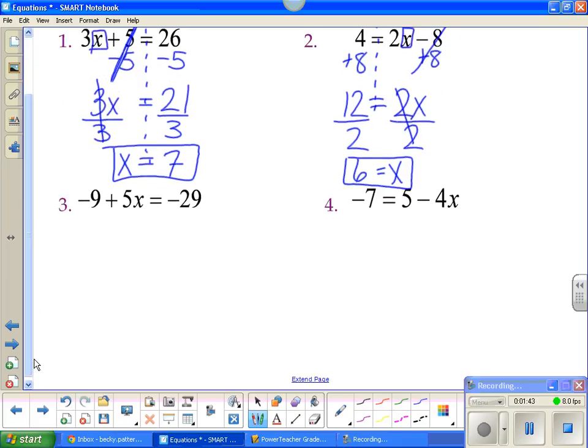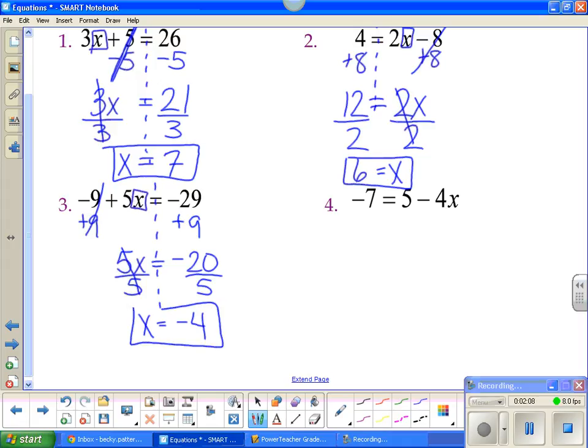On number 3, here's my x. Here's my wall. This is a negative 9, so to move that, we are going to add 9. Makes that cancel. 5x equals, that's going to give me a negative 20. Divide by 5 to move the 5 away from the x. And x equals negative 4. Be very careful with your sign rules here.